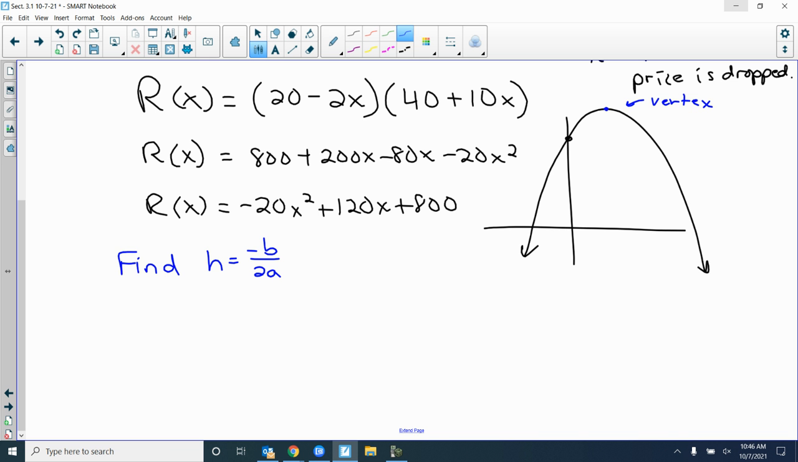Anna, you let me know what you get for h. 3. Oh, you already got it. It says 3. Correct. So I get negative 120 over 2 times negative 20. I get 3. All right, plug in 3 into the equation and tell me what you get.